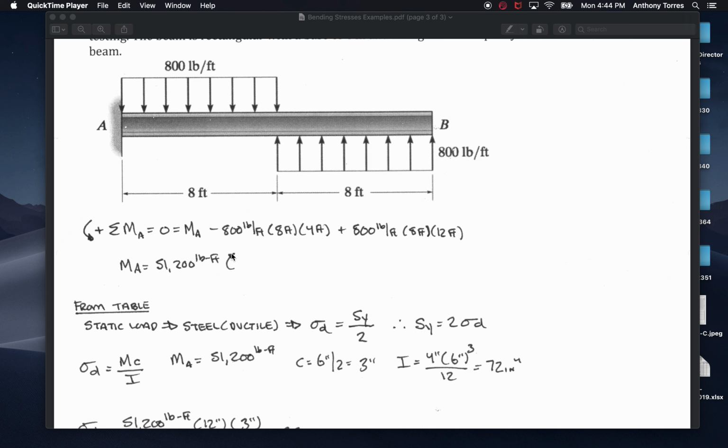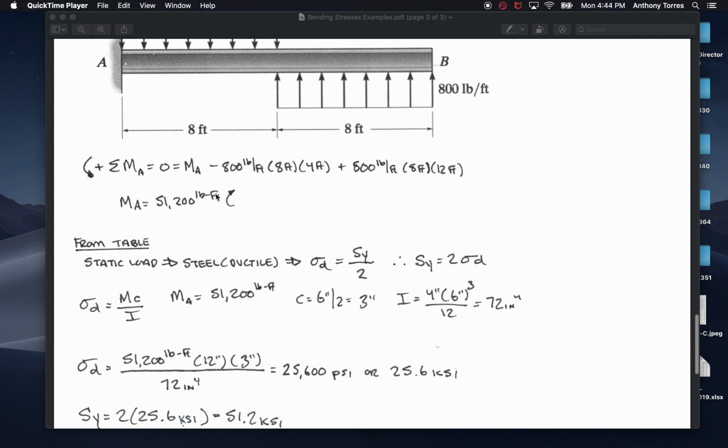Okay, but it's in the opposite direction than I assumed. When I did this math, MA is positive right here, so MA must be counterclockwise. That's what I've assumed. This answer comes out MA is equal to negative 51,200 pound feet. So this load goes the other direction. For the sake of these types of problems, this doesn't matter as long as you get this number right.